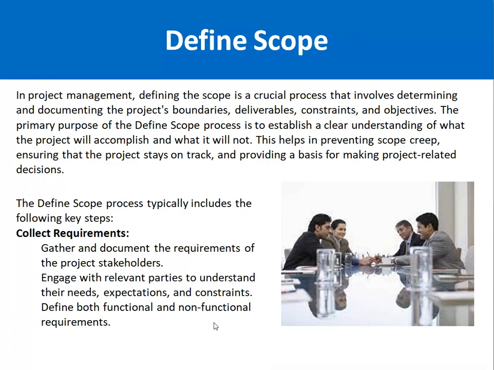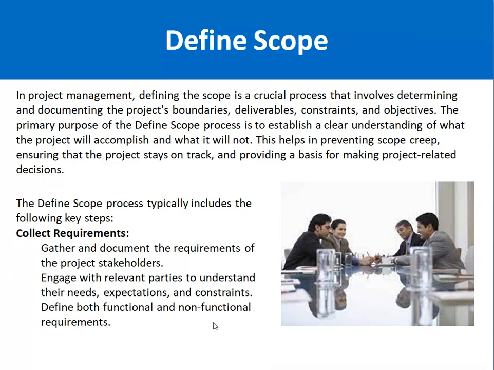Friend, Define Scope is basically a process which we have taken from the PMBOK guide, Project Management Body of Knowledge. The PMBOK guide is basically a book which contains all the best practices and the industry standards for project management. This book is issued by PMI, Project Management Institute, a non-profit organization based in the USA, and the very popular, very recognized certificate of PMP is also issued by PMI.